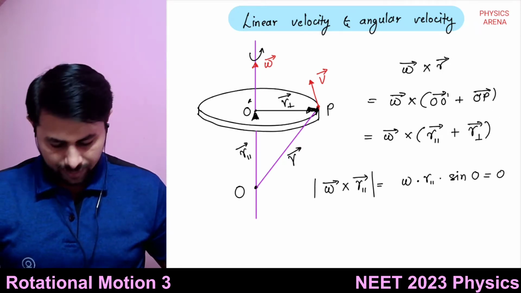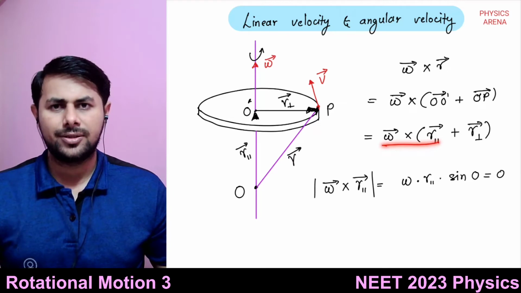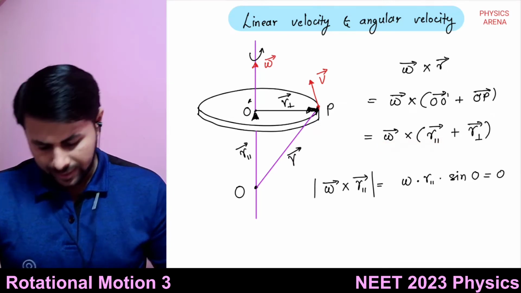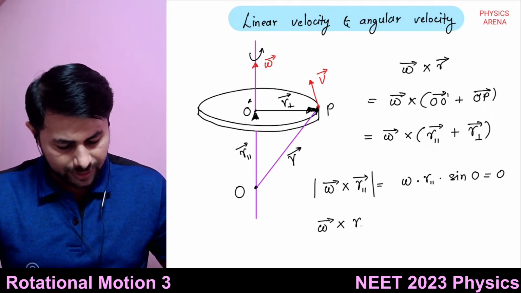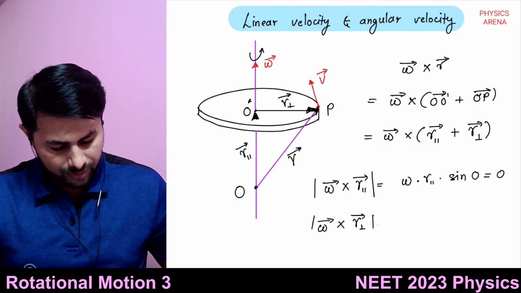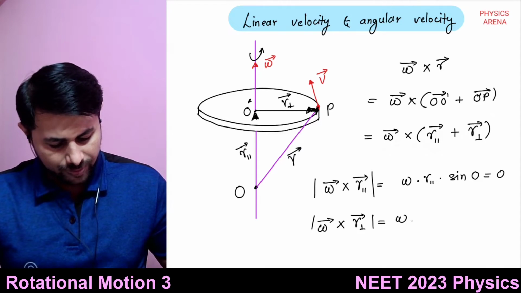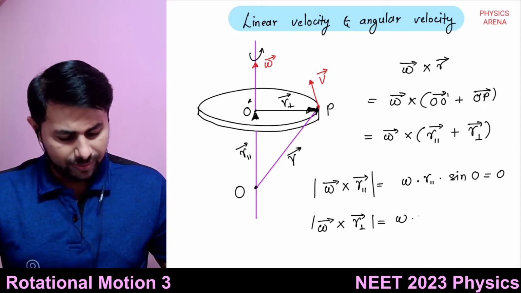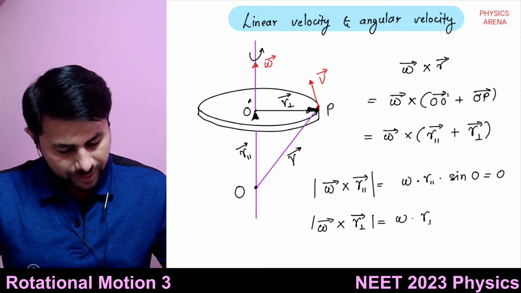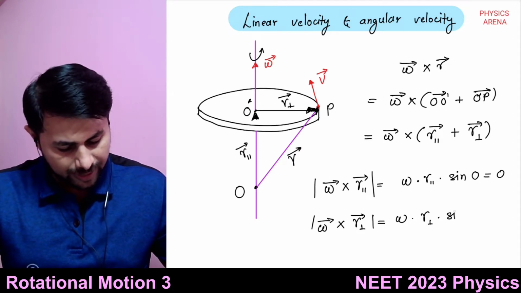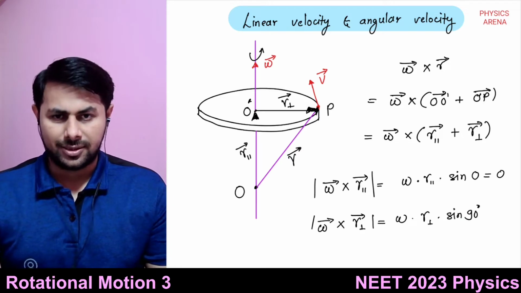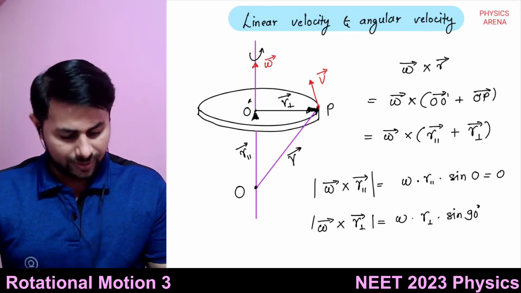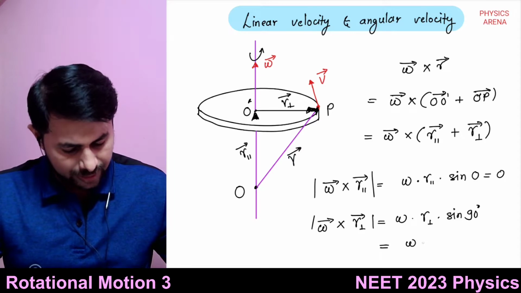That means this product is 0, right? And then we have the second product, omega bar cross R perpendicular bar. What will be its magnitude? It is the magnitude of the first vector, which is omega, multiplied by the magnitude of the second vector R perpendicular, multiplied by sine of the angle between the two. And what is the angle? 90 degrees. Okay, sine 90 is 1. So this is equal to omega multiplied by R perpendicular.